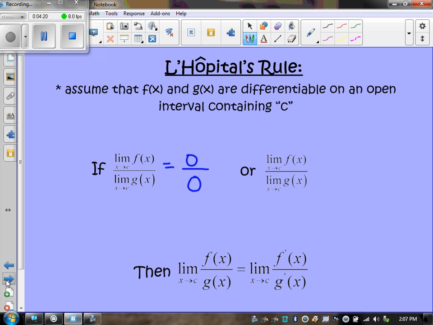Or if I do my direct substitution and I get an infinity on top, and I get an infinity on the bottom, or negative infinity and negative infinity, right? So it doesn't matter if it's positive or negative. These are what's called indeterminate forms.